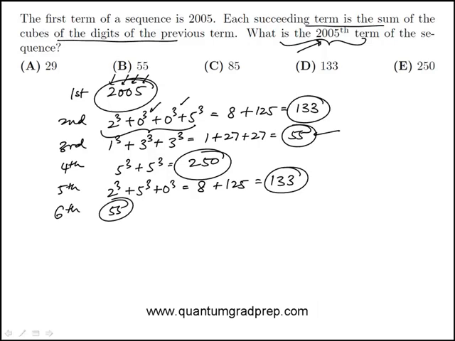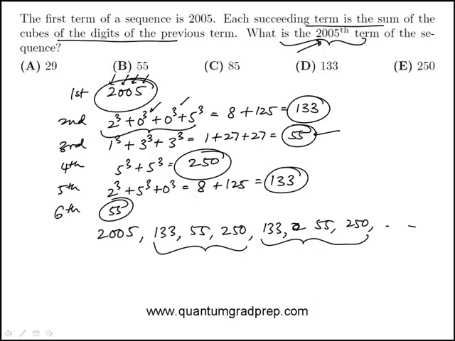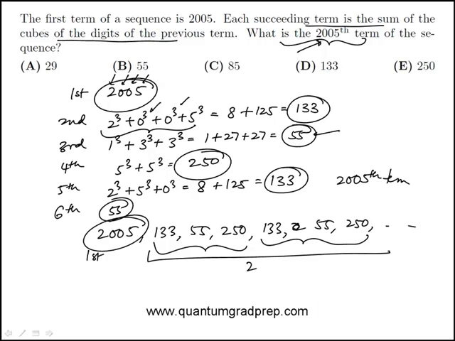So essentially our pattern is 2005, 133, 55, 250, then 133, 55, 250, and so on and so forth. So that's the block that repeats. The question is, what is the 2005th term? So we know this is the first term. So we need to find the 2004th term in this remaining.